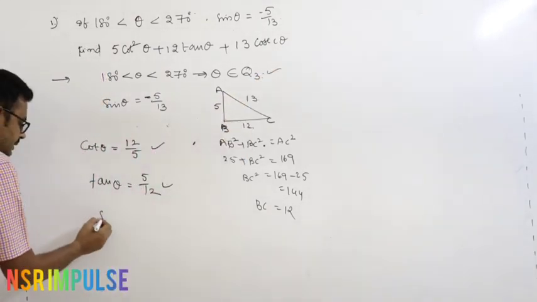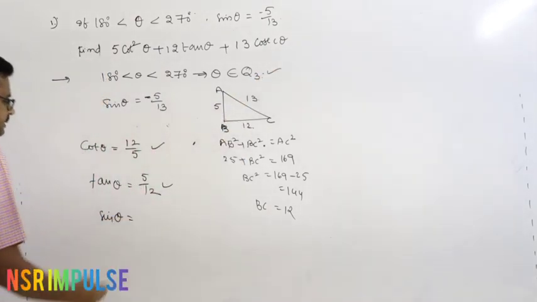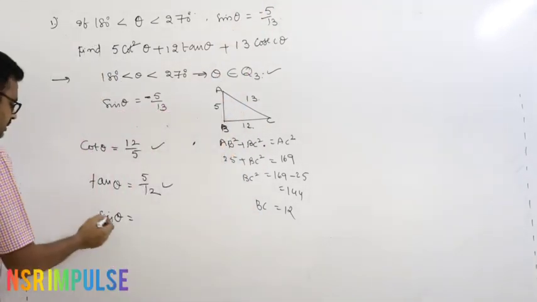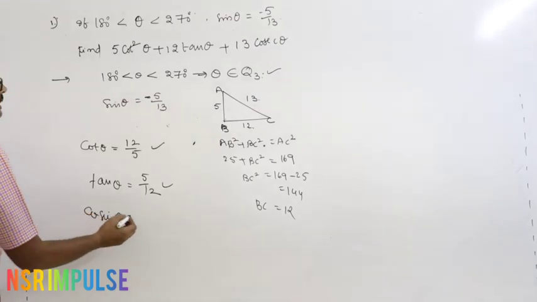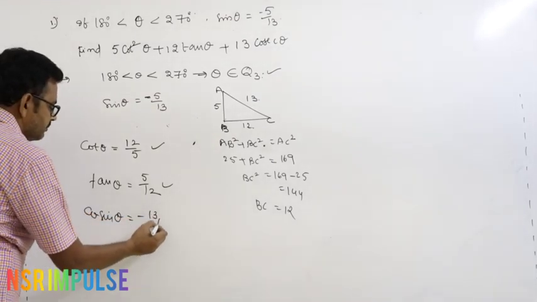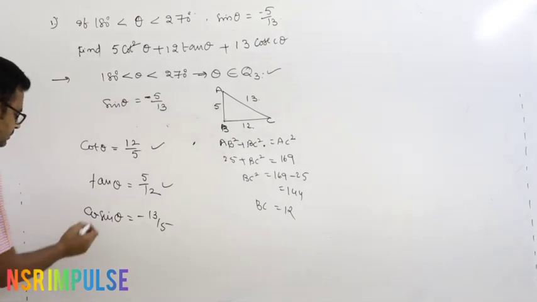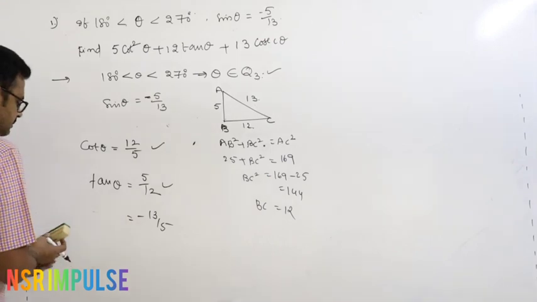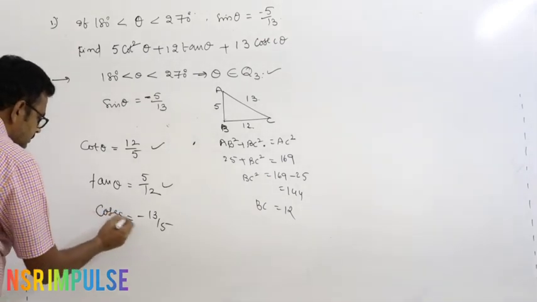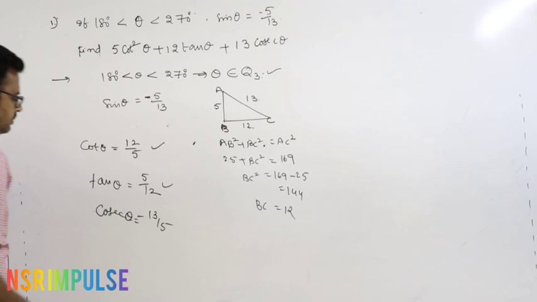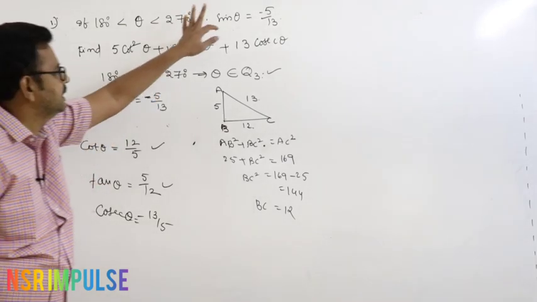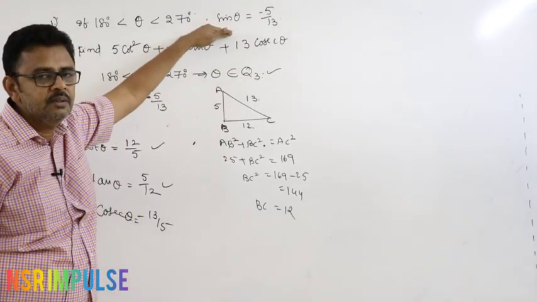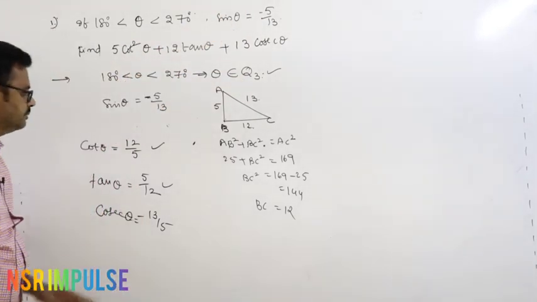Next, sin theta is given already as minus 5 by 13, which implies cosecant theta is minus 13 by 5. Cosecant theta equals minus 13 by 5, since sin is negative as already given in the third quadrant. Cosecant means it is the reciprocal. So minus 13 by 5.